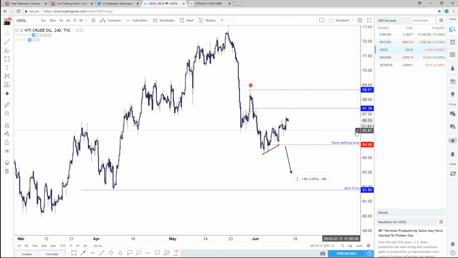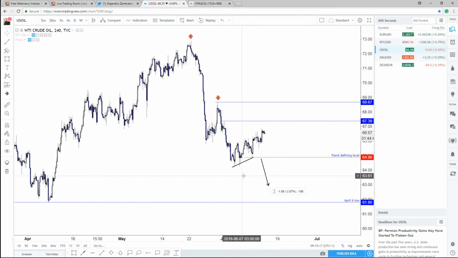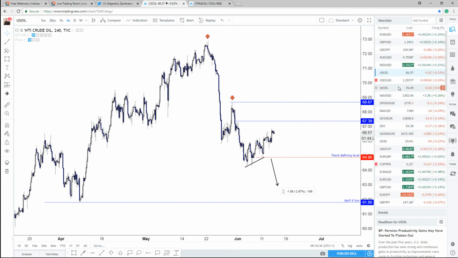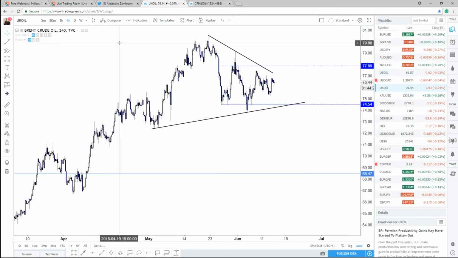All right, this is crude oil. Nothing spectacular here, just increased the trend defining level to 64.90. Take that out and the market probably hits the downside. The technical trend remains bearish below this level, but I'm suspecting that we'll trade sideways. And my focus is actually starting to shift away from West Texas Intermediate to Brent.